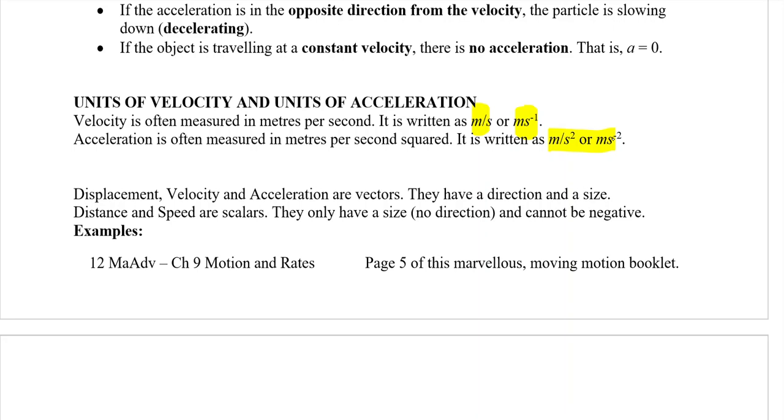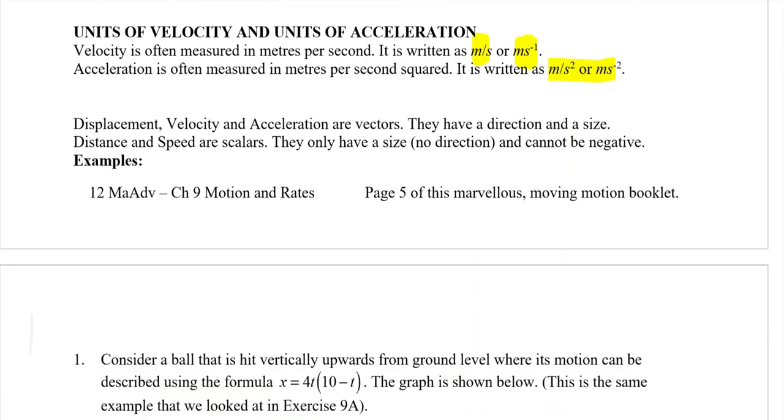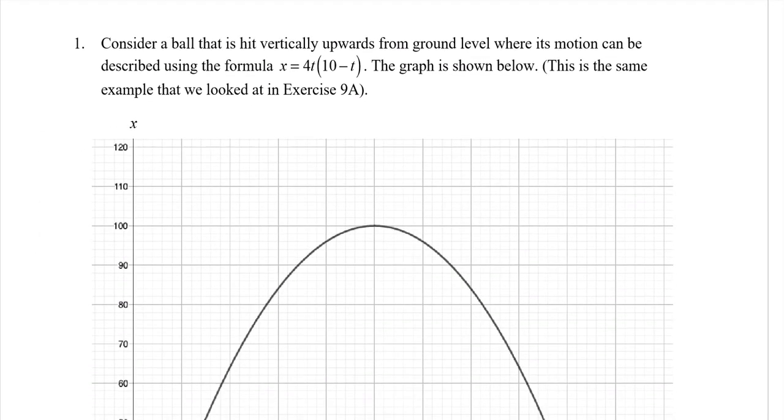Displacement, velocity and acceleration are vectors. They have direction and size. Distance and speed are scalars. They only have size, no direction. We've already talked about that many, many times. All right, let's go to questions.